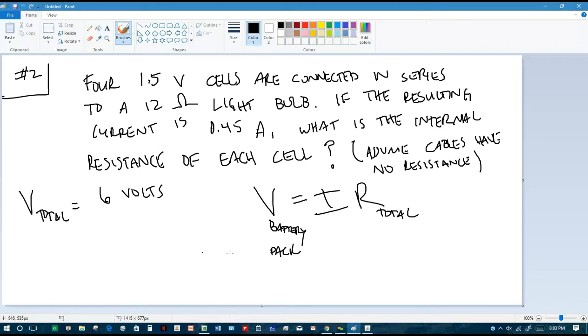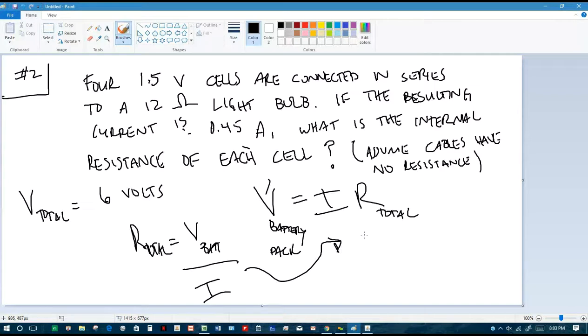All right. So I think everything you said was right. When we use this now to solve for the total resistance of the circuit, it will be the voltage of the battery divided by the current that we are observing, right? Mm-hmm. And what was the voltage of the battery pack? You said it was 6 volts, right? Yes. Divided by what current are we observing? It says 0.45, right? Yes. So what is 6 divided by 0.45?